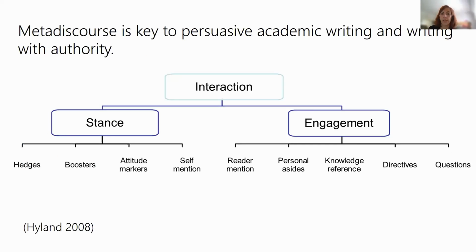Okay, so a linguist called Ken Hyland came up with this idea of this kind of graphic that you see here, and is saying that metadiscourse is key to persuasive academic writing and writing with authority. So thinking about what words you use and how you use those words in your discipline in order to convey what you want to convey, in order to write with authority, to write with persuasion.